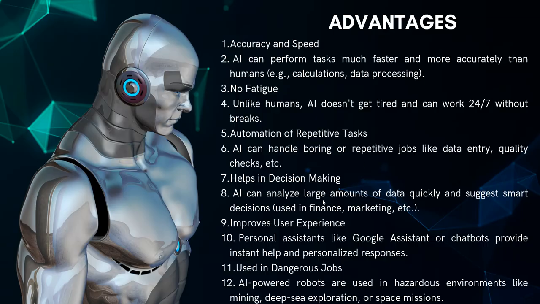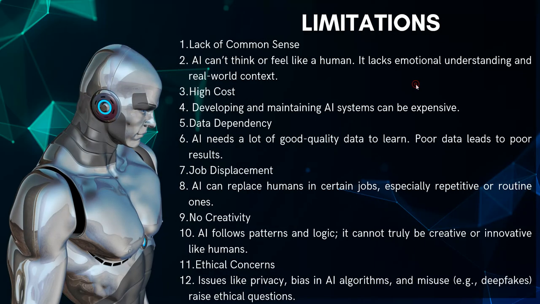Helps in decision making. AI can analyze large amounts of data quickly and suggest smart decisions, which is used in finance, marketing, etc. Improves user experience. Personal assistants like Google Assistant or chatbots provide instant help and personalized responses. Used in dangerous jobs, AI powered robots are used in hazardous environments like mining, deep sea exploration, or space missions.